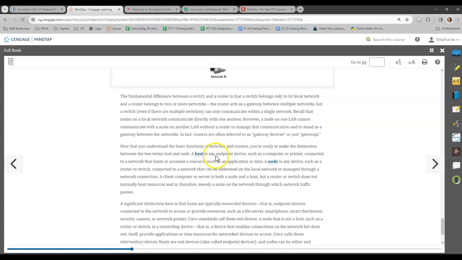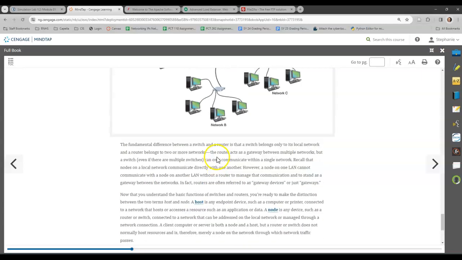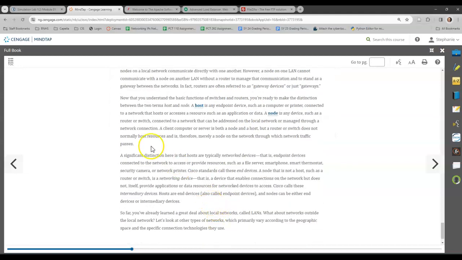So any host, I'm going to keep going up and down, but the picture is really nice. Any one of these PCs is an endpoint device. So the host is an endpoint device. The node is going to be the router or switch. It's connected to that network. So hosts are network devices. In Cisco, we kind of go with end devices. That's just what we call them.